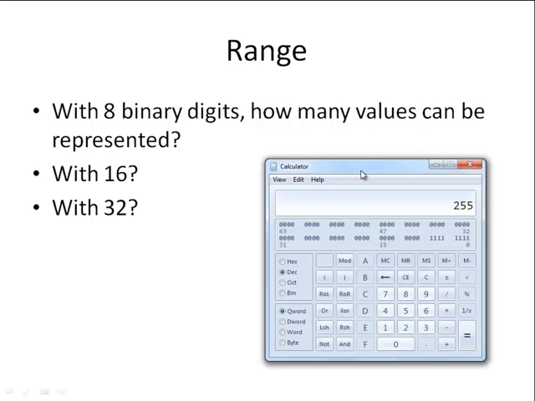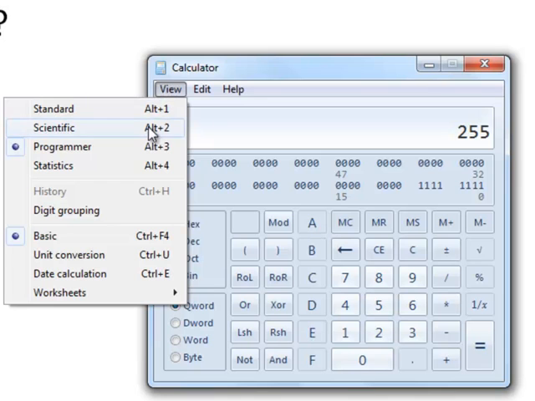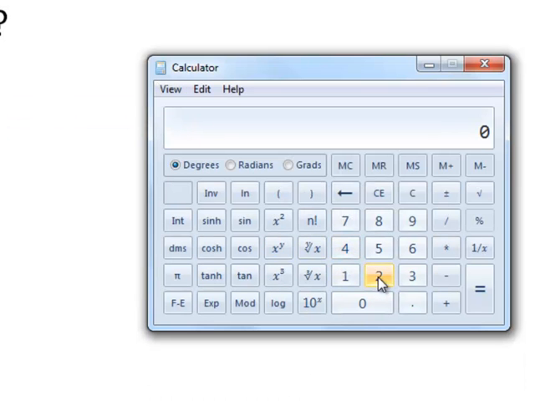And there's a quick way of checking how many values we can represent with other numbers of bits. And again, we can use our calculator. I'm just going to put it to the scientific view and show you that 2 to the power of 8 is equal to 256. So the number of values we can represent with 8 bits is 256. 2 to the power of 16 gives us 65,536. So if we've got a binary integer with 16 bits, we can represent any number from 0 through to 65,535. What if there are 32 bits? Well, now the number becomes quite large.